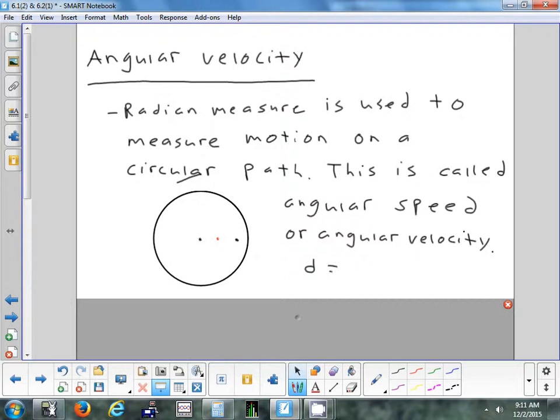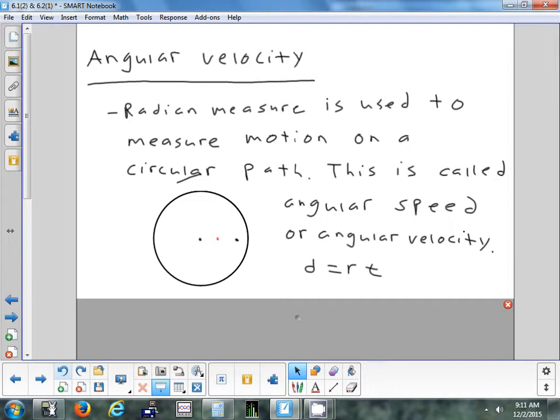So this is our formula to find the speed of an object when we're just using linear speed, like Tyler asked me about earlier. If you know your distance and you know your rate, you can figure out how long it took you to travel. Well, everybody just agreed that this dot was traveling the farthest, right?